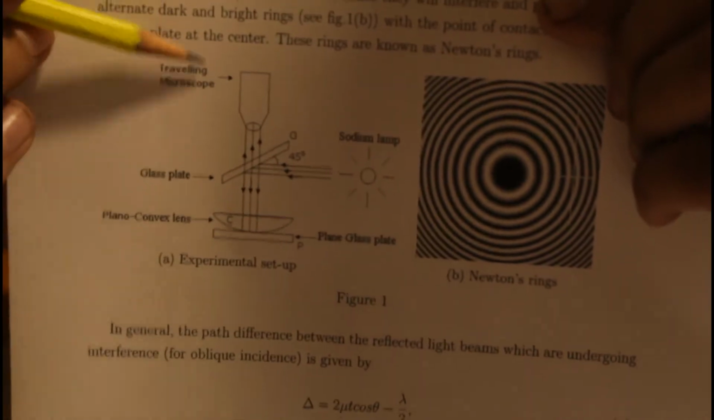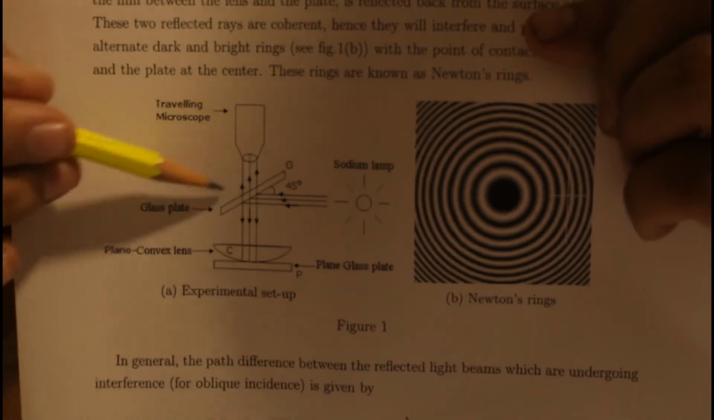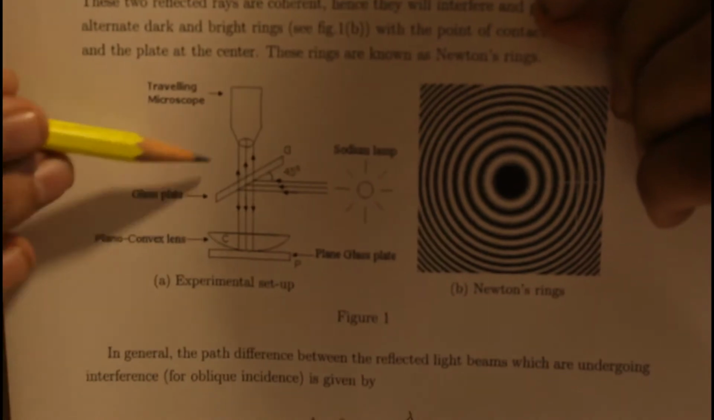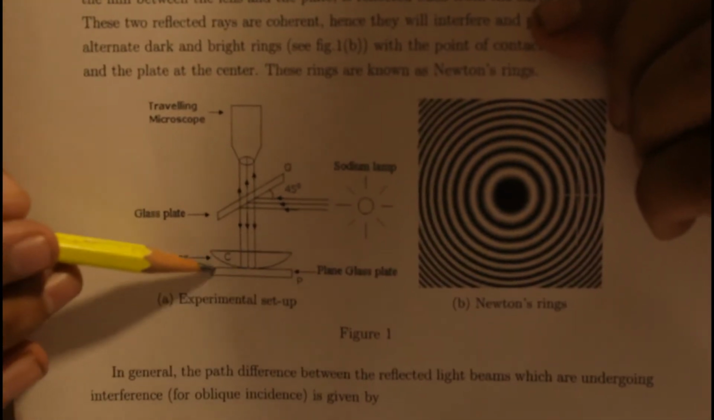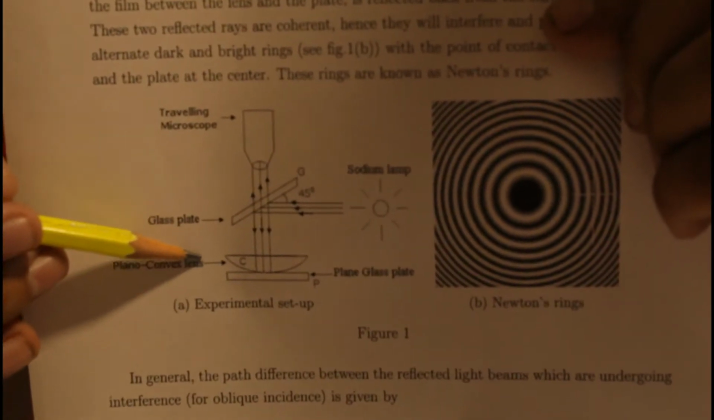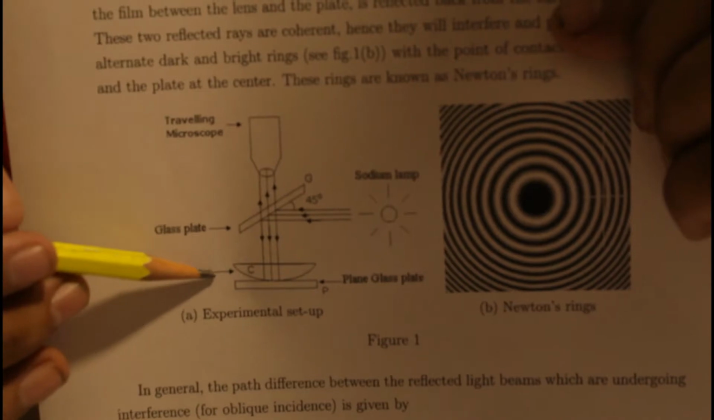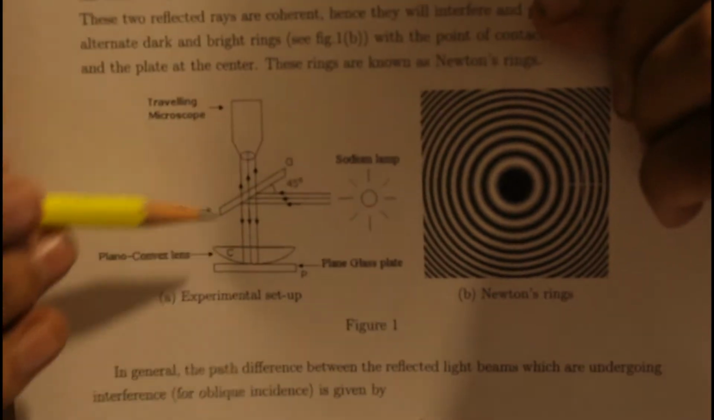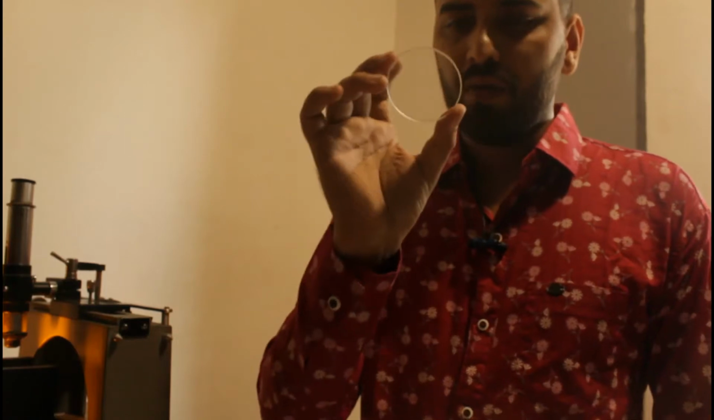Now about the lenses. You can see the diagrammatic representation of the setup. This is the telescope and this is the sodium source here, and the glass plate is inclined at 45 degrees. This is a flat glass plate, and on the downside we have two lenses. One is the plano-convex lens, where the upper side is plane and the lower side is convex, and at the bottom we have a flat glass plate. Now we will set up according to this, and this one is the plano-convex lens.